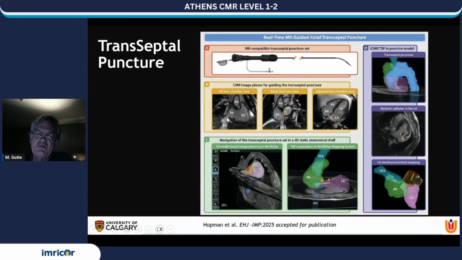And this is an experiment we did in pigs. We have done multiple pigs to see how it worked. What is the imaging strategy that works to position your sheath, and how does it feel if you push the needle through the septum, and is this feasible, and can you subsequently maneuver a catheter into the left ventricle? So we've done this to practice ourselves, to prepare the team for doing ventricular ablations.